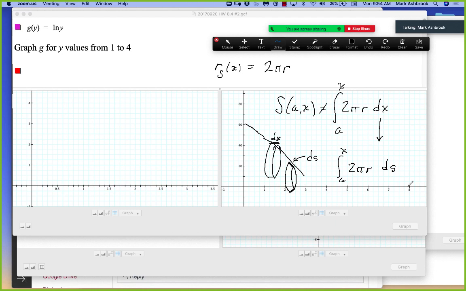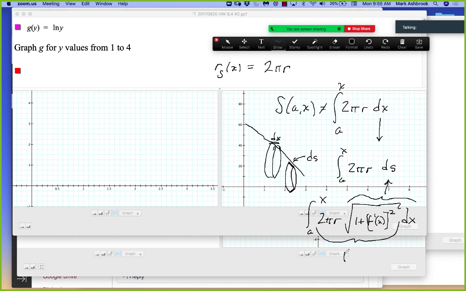And we know what ds was from arc length. It was the square root of 1 plus our function value squared dx. So this whole thing was our ds. So therefore, our rate of change for surface area was this whole thing. I'm sorry, does that say f prime? Yeah. Okay, thanks.